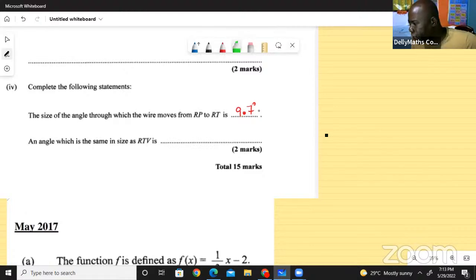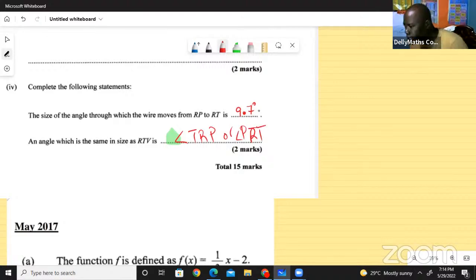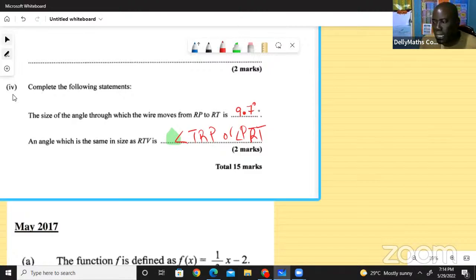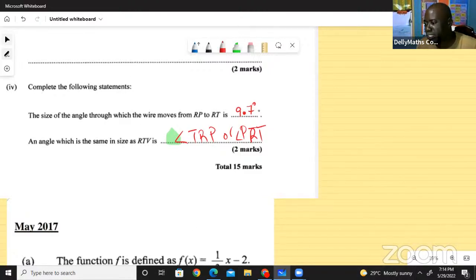So I'm just going to write TPR. So I'm going to say angle TRP, should say RP, RT. Anyway you want to write it, right? You're good to go. But that is the angle up there, which is the same down here.